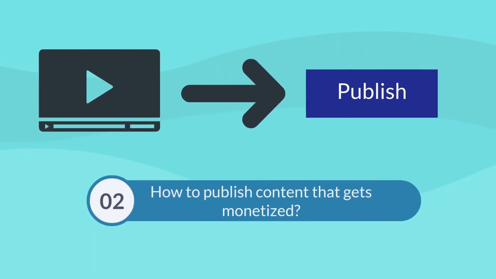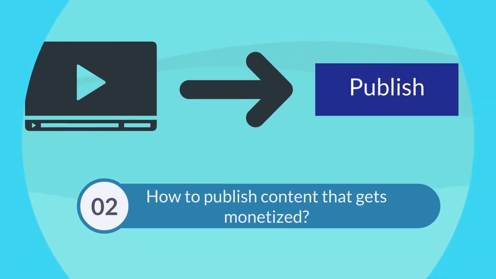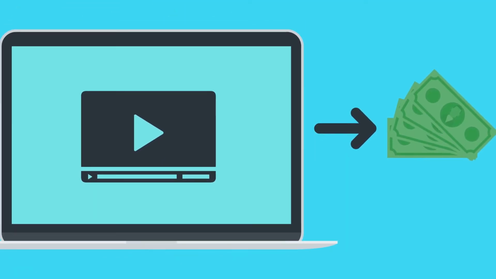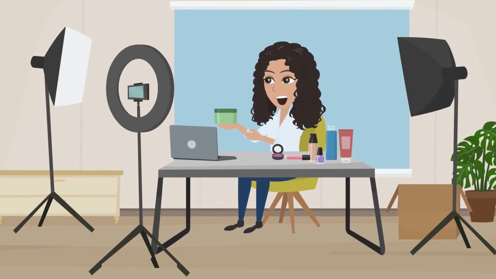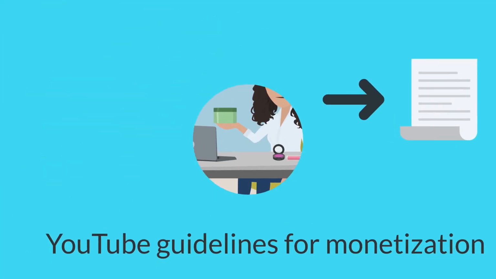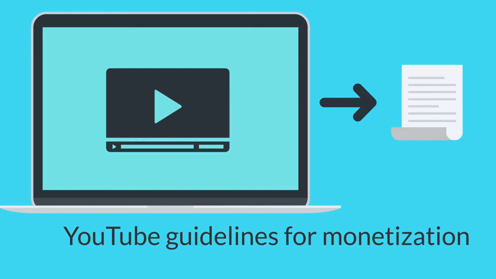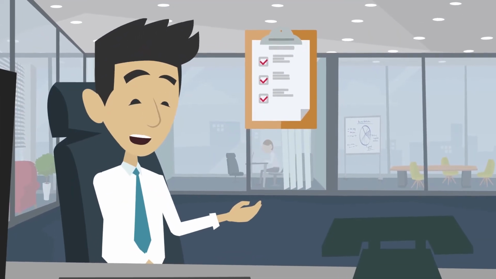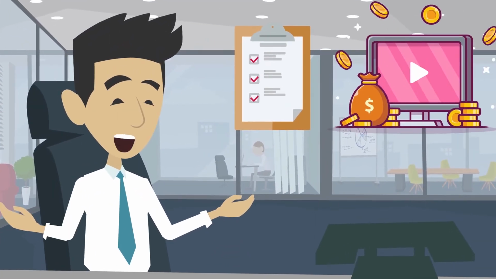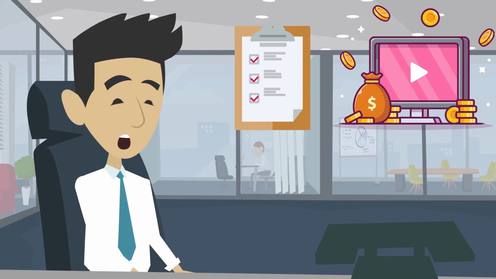Now that you know what a text-to-speech video is, we jump to the next, or perhaps the most important part: how to publish content that gets monetized. For you to know how you can get your text-to-speech video monetized, first, you must make such content that follows the YouTube guidelines for monetization. Then, there are a few other things that must be considered while making a text-to-speech YouTube video and getting monetized.